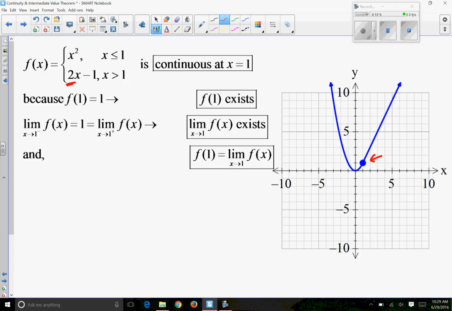f of 1 exists. The limit of f of x as x approaches 1 from the left and from the right are both equal to 1. So f of 1 exists, the limit of f of x as x approaches 1 exists, and these two things equal each other. So these are the three conditions for continuity at x equals 1.